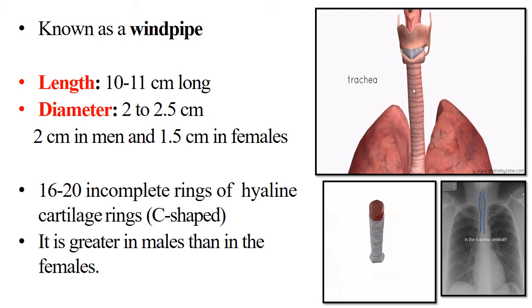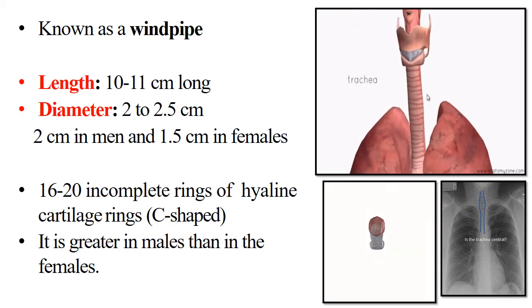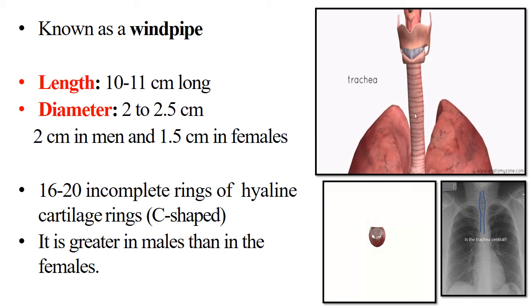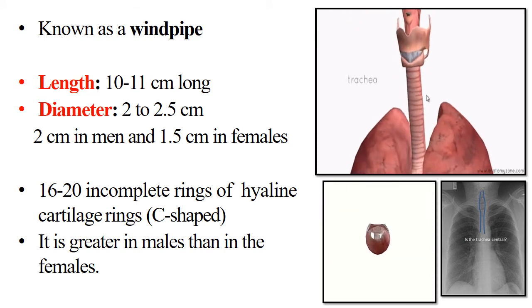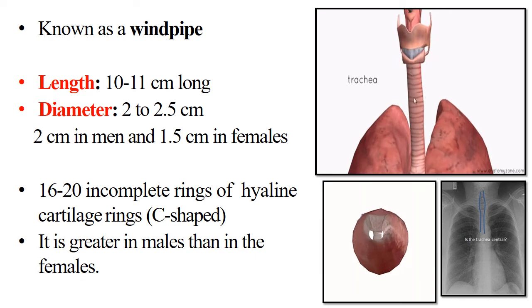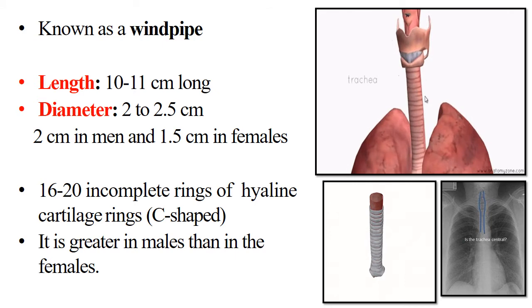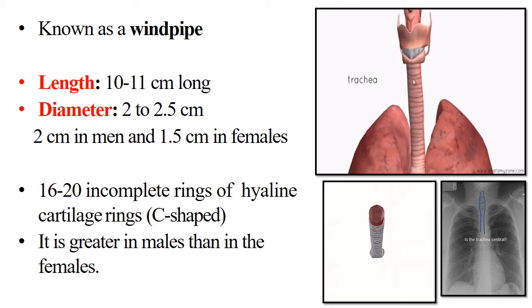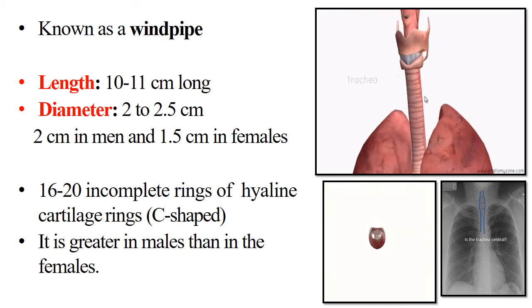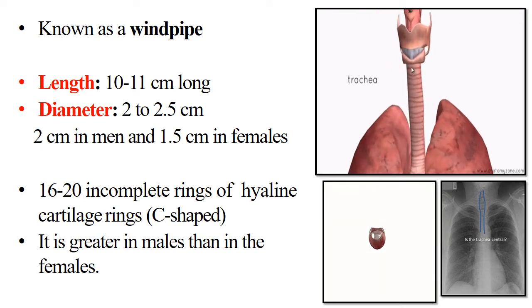The diameter, in the second figure you can see, is 2 to 2.5 centimeter generally, 2 centimeter in male as well as 1.5 centimeter in females. Also there are 16 to 20 incomplete rings of the hyaline cartilage, that is C-shaped rings, over the trachea. It is also greater in males than the females.